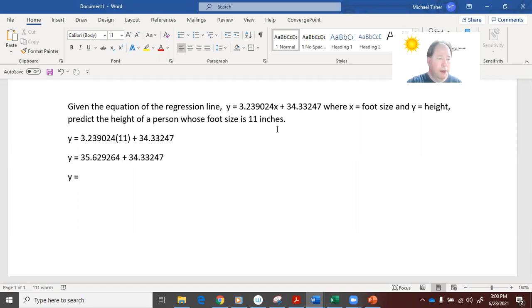Using my trusty calculator now. Oops, try that again. And I get about 69.96 inches. Okay, that's the answer. Let's do another one.